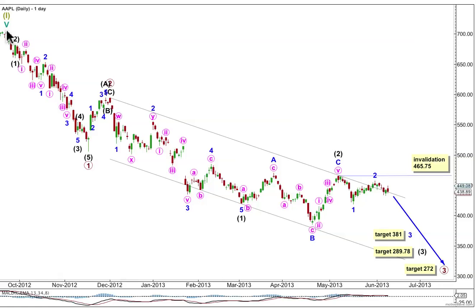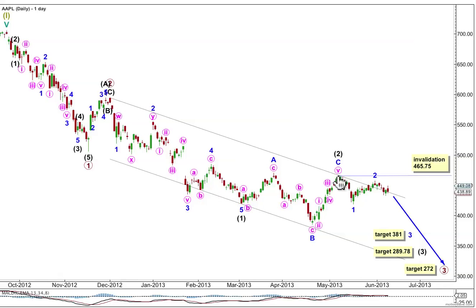At primary wave degree, we have within the impulse primary 1 and 2 complete, primary 3 probably extending. At 272, primary wave 3 will reach 1.618 the length of primary wave 1. Within primary 3, we have a 5-wave impulse for intermediate wave 1 complete, a running flat correction for intermediate wave 2 complete, and at 289.78, intermediate wave 3 would reach equality in length with intermediate wave 1.